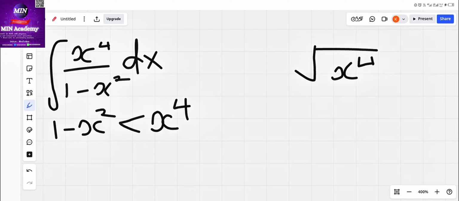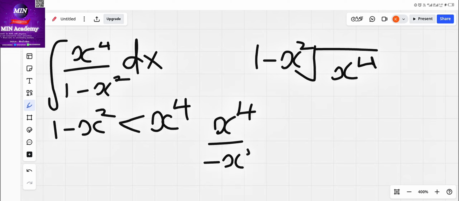So we place the dividend inside the division sign and the divisor outside. Now, to divide this, we divide the dividend, x raised to power 4, by the term of the divisor with the highest power, which is minus x squared. When you divide x raised to power 4 by this, you are left with minus x squared. So this is the first term of our quotient.